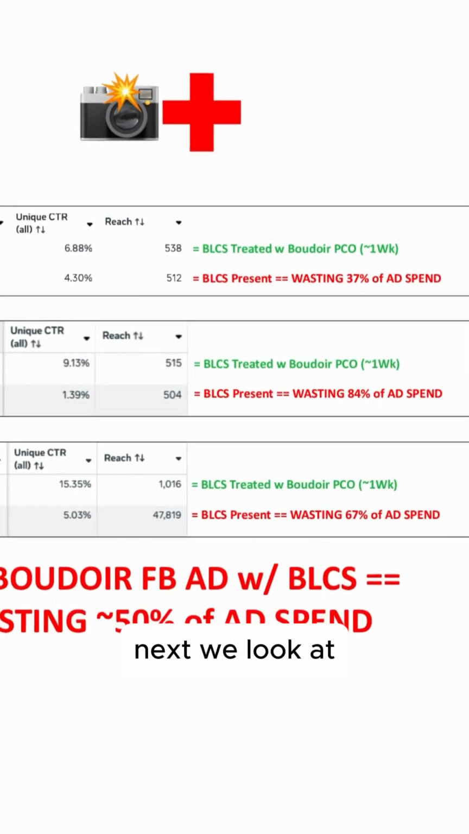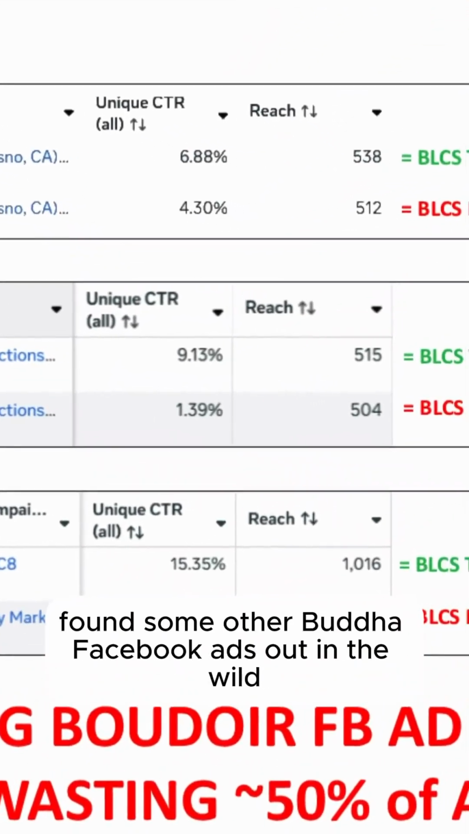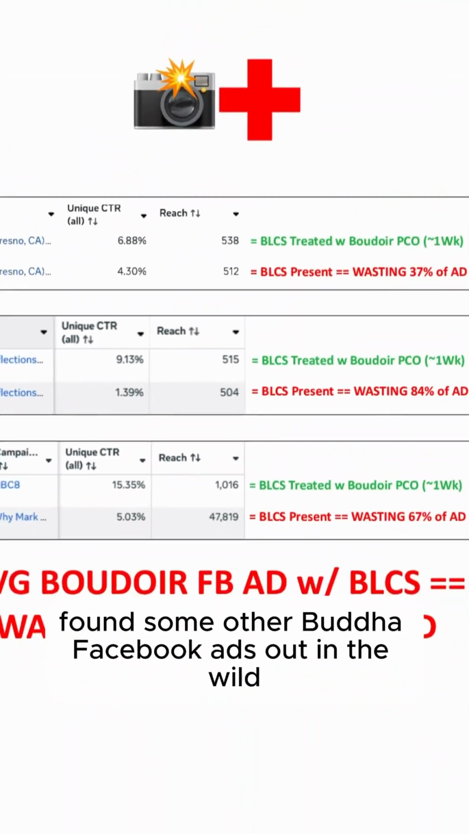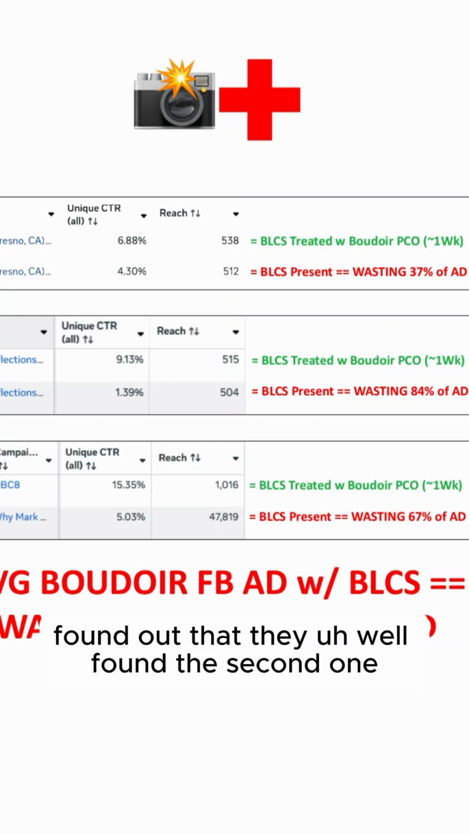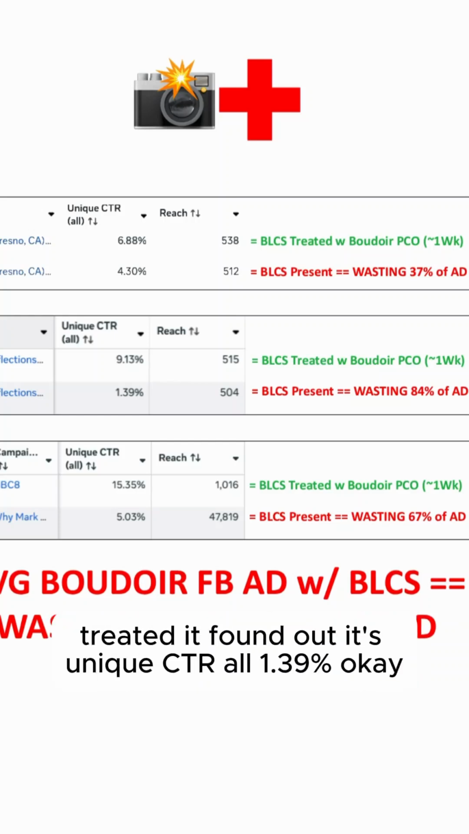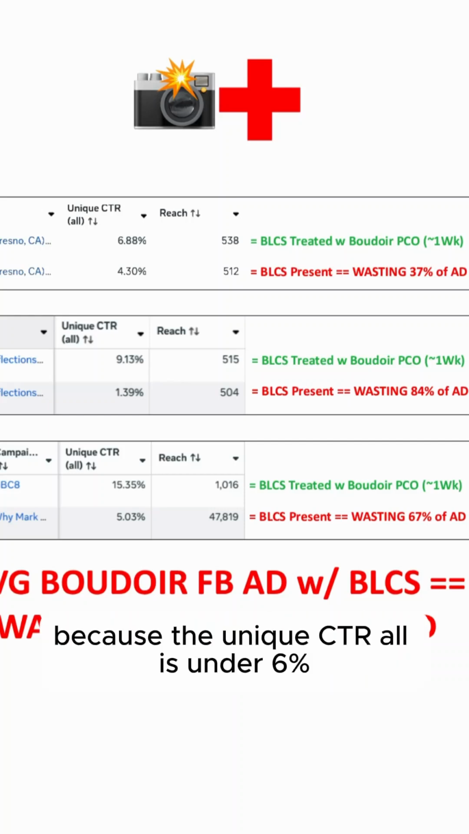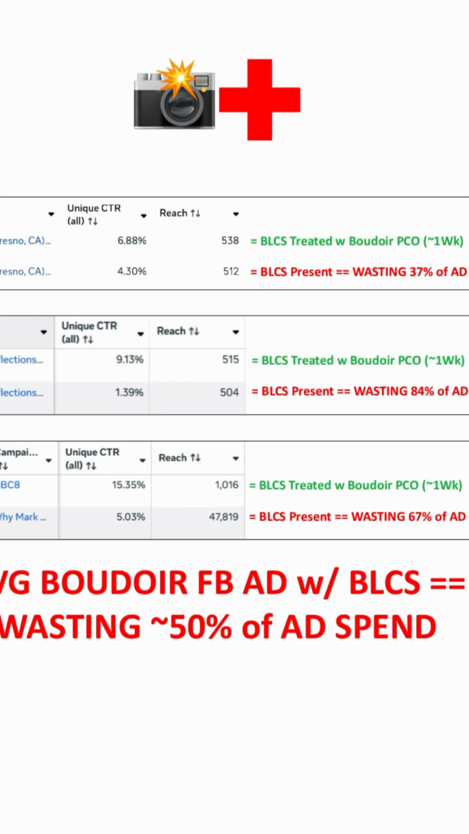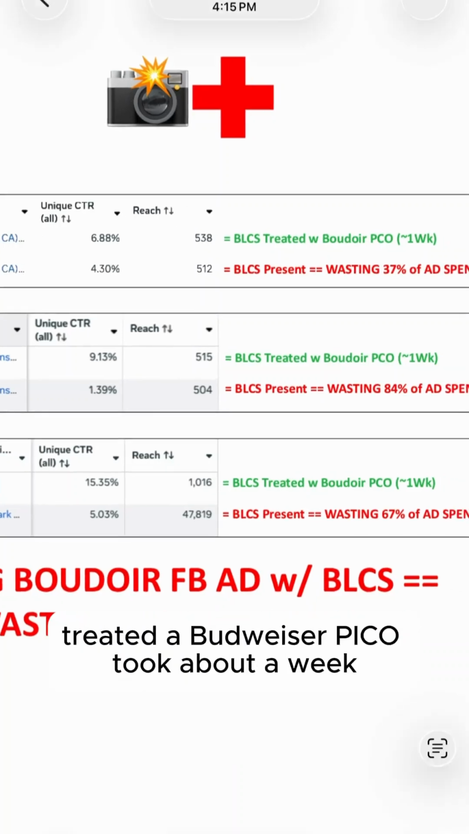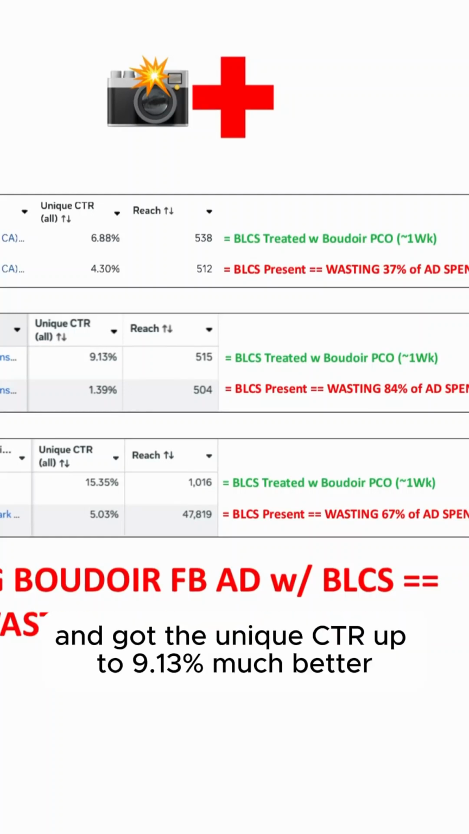All right, next we look at my second part of my residency. Went out there, found some other Boudoir Facebook ads out in the wild. Found the second one, brought it to the hospital, treated it, found out its unique CTR is 1.39%. Okay, so we know that BLCS is present because the unique CTR is under 6%. So I duplicated it, treated it with Boudoir Pico, took about a week, and got the unique CTR up to 9.13%, much better.